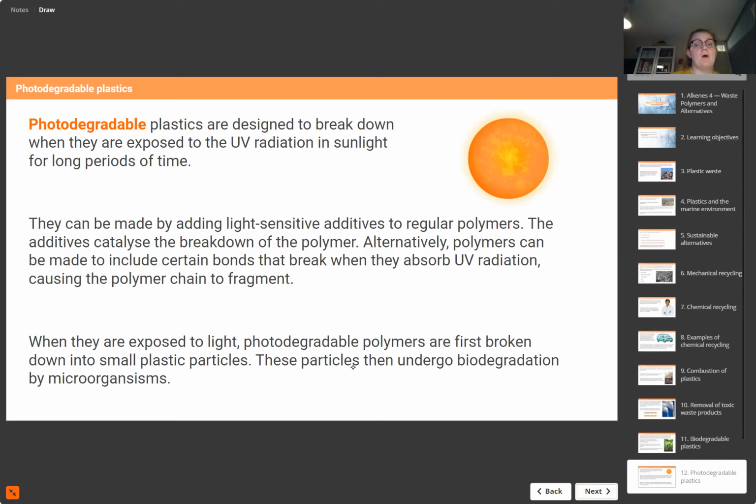Alternatively, polymers can be made to include certain bonds that we can break when they absorb UV radiation. And what this does is it causes the polymer chain to fragment into small pieces. When they're exposed to the light, photodegradable polymers are first broken down into small plastic particles, and then these particles undergo biodegradation by microorganisms. So actually, it's just speeding up that biodegradation process.